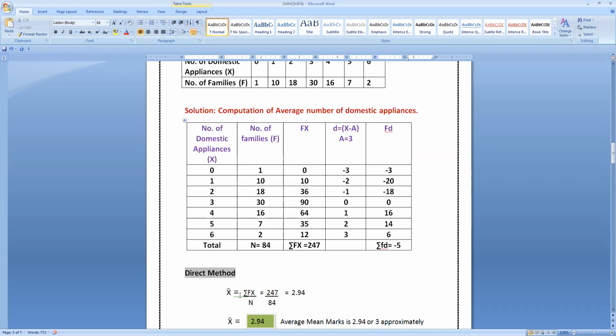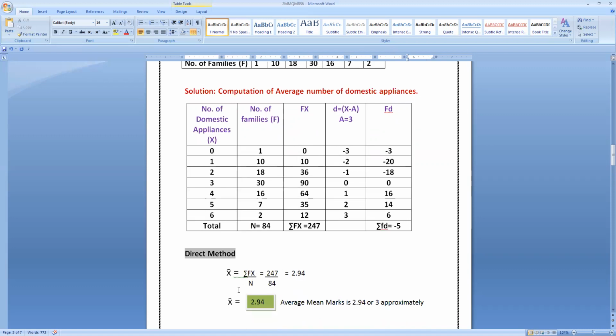So the same thing has to be substituted in the formula. That is, mean equals sigma fx by n, that is 247 divided by 84, which is 2.94. So this 2.94 is the average marks scored by 84 students, or approximately we can write it as 3.